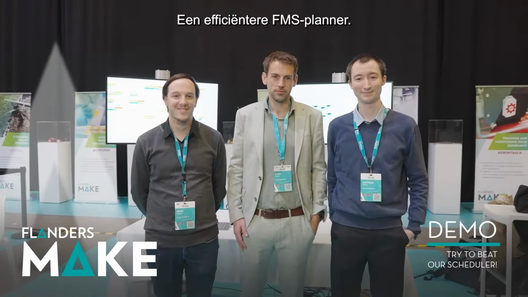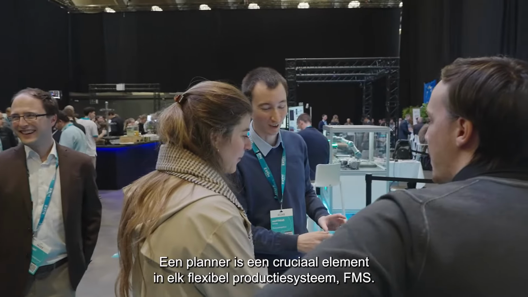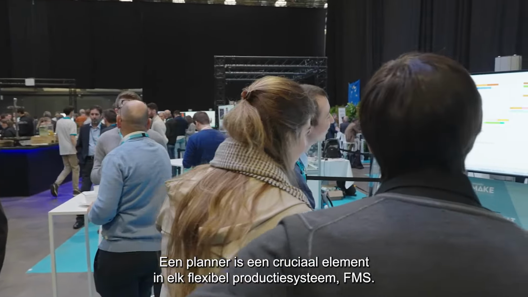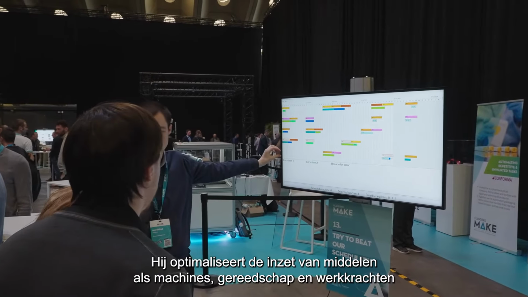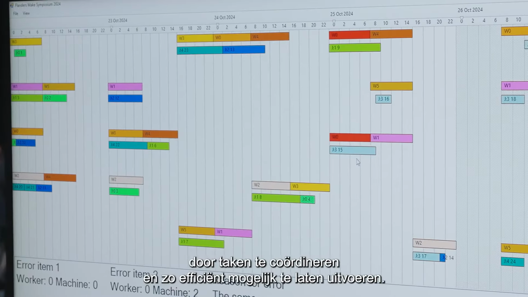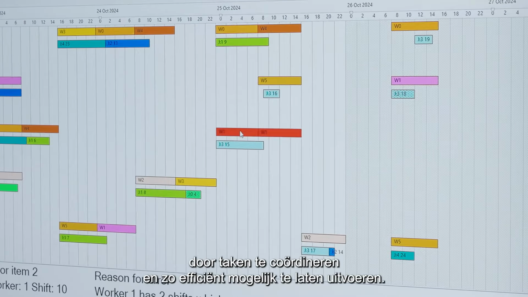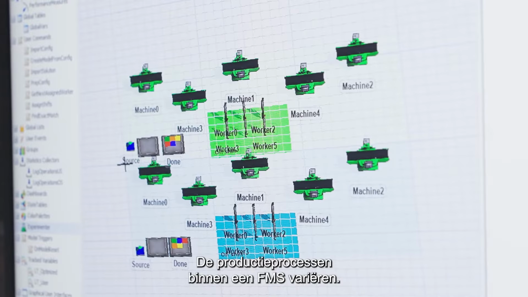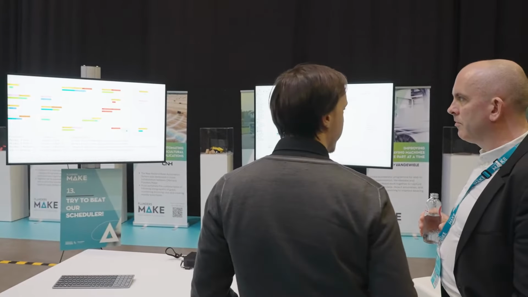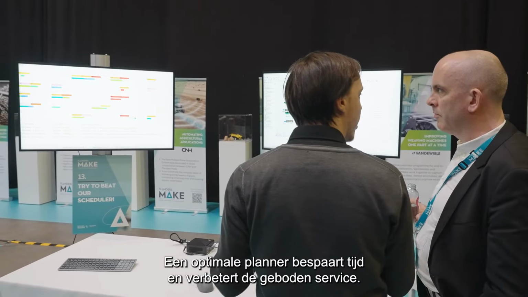A more efficient FMS scheduler. The scheduler is a crucial part of any flexible manufacturing system, FMS. It optimizes the use of resources such as machines, tools, and workers to ensure tasks are coordinated and executed as efficiently as possible. Since production processes vary within an FMS, an optimal scheduler saves time and improves service levels.